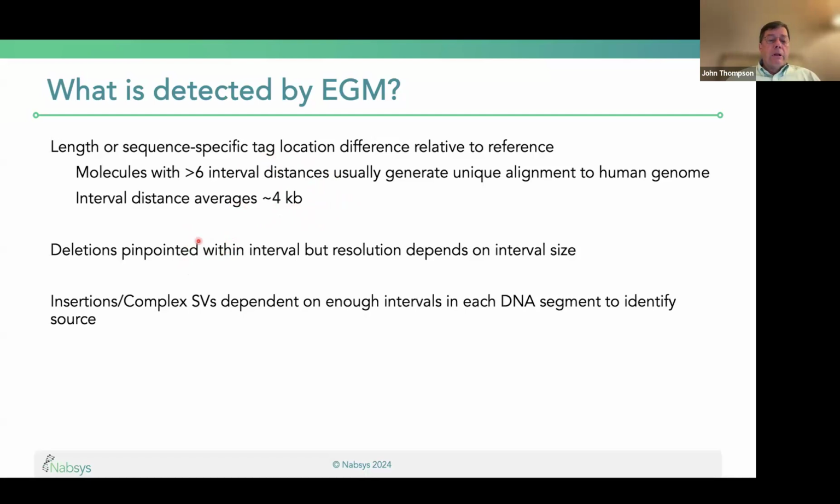Now, the deletions or insertions are pinpointed within an interval, but the actual resolution depends on that interval size. So if you have an interval of 4 kb, the deletion occurs in a range of plus or minus 2 kb. If it's in a smaller interval, say 1,000 bases, you're within 500 bases. Whereas if it's a 20 kb interval, well, you're off by up to 10 kb on either side. So the average resolution, in terms of location, is on the order of a couple kb.